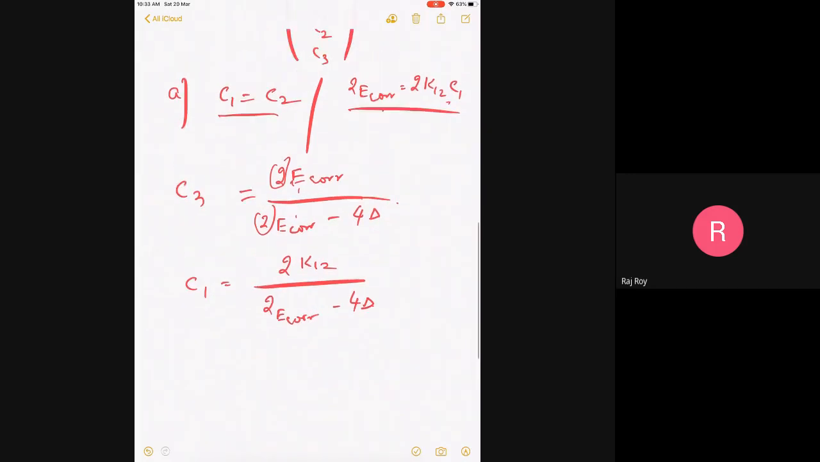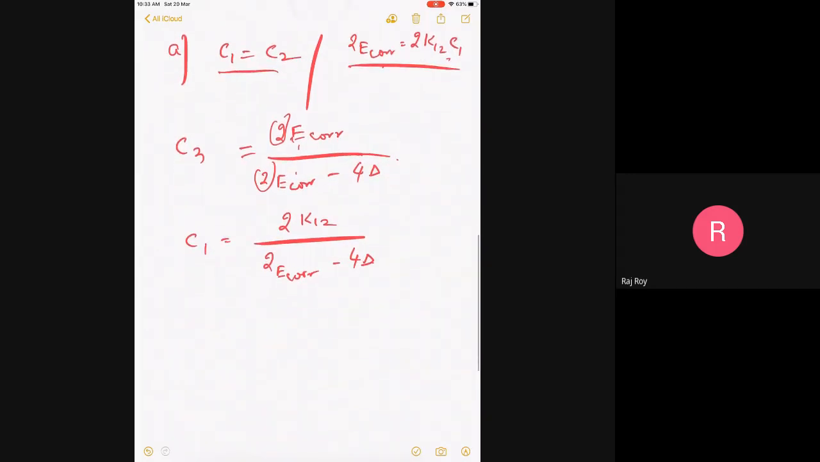And finally, once you get C1, go back here, substitute this, and you will get the dimer E correlation as 2 times delta minus square root of delta square plus K12 square, which is exactly twice the monomer energy. I have written down all the equations. I think this is quite trivial, but please do this exercise.